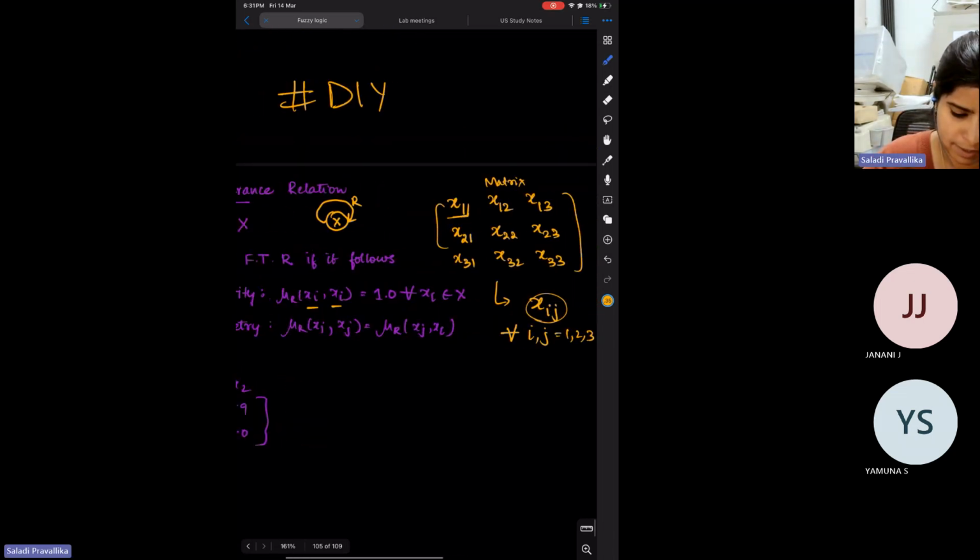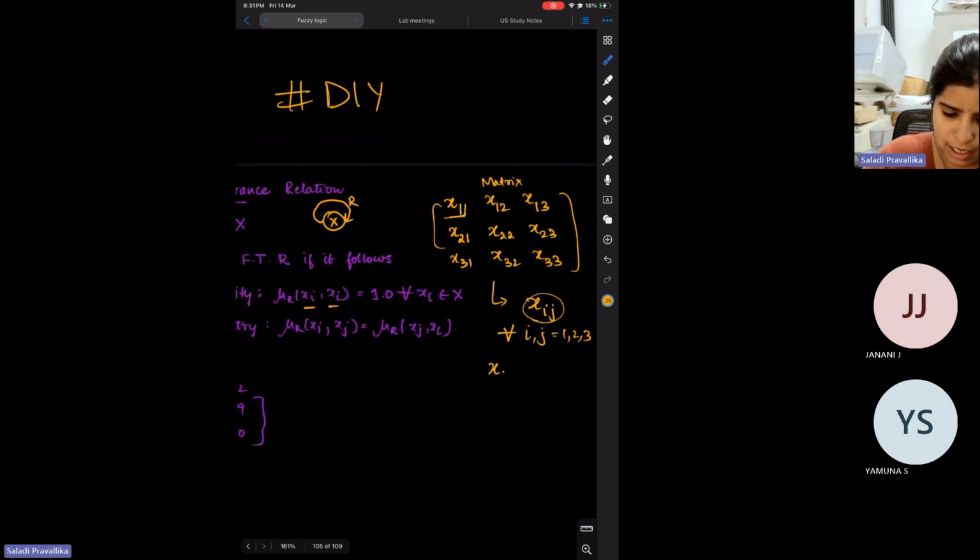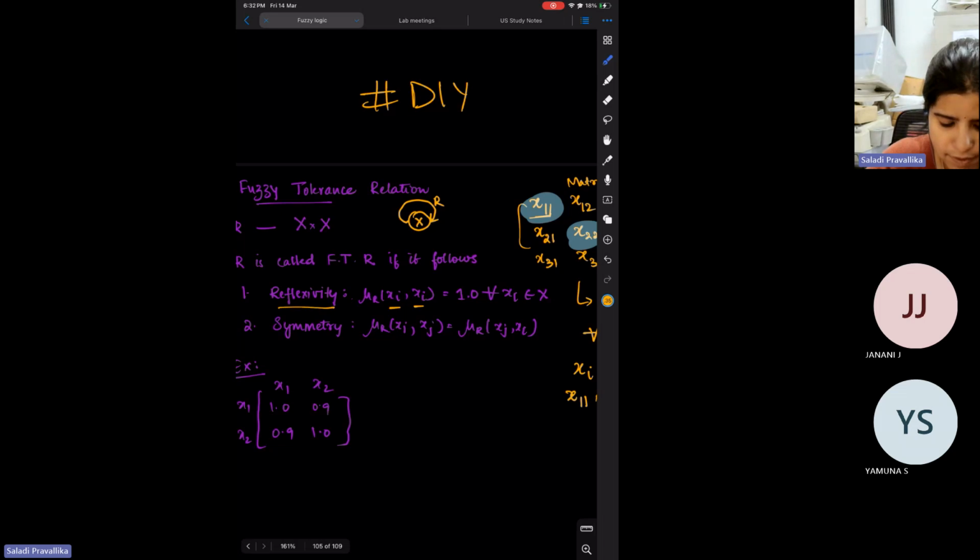Similarly, if I need values like xii, which means both indices are the same, what elements come under this? X11, X22, X33. These are all the diagonal elements. So reflexivity means all the diagonal values in the relation matrix should be equal to 1. That is the first condition.